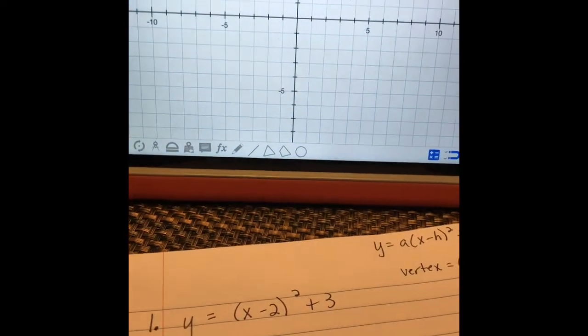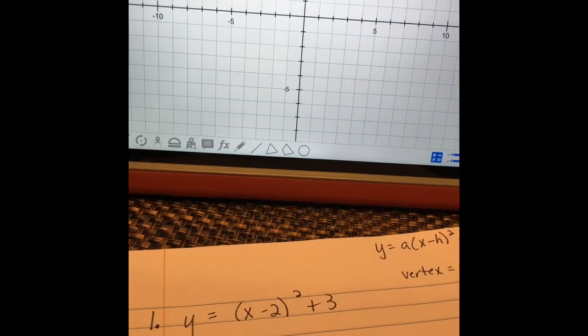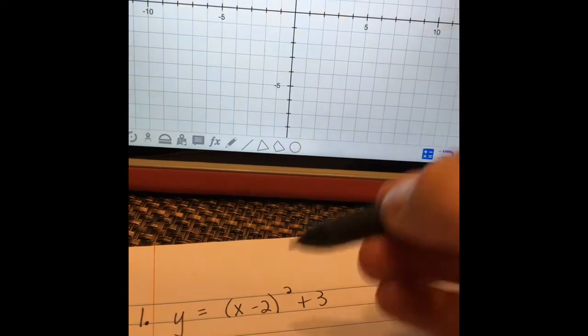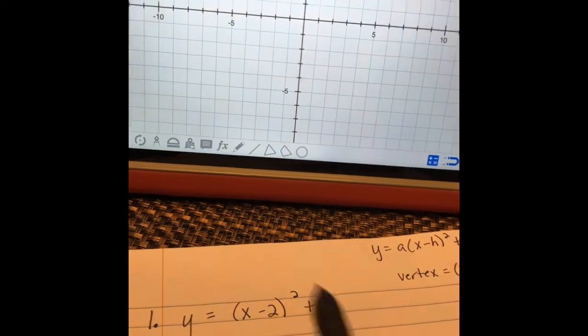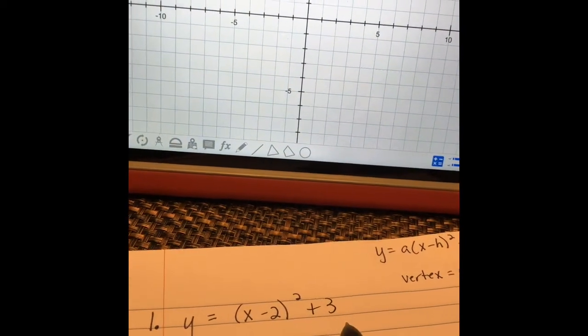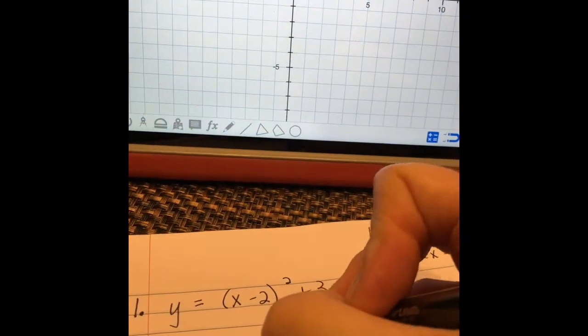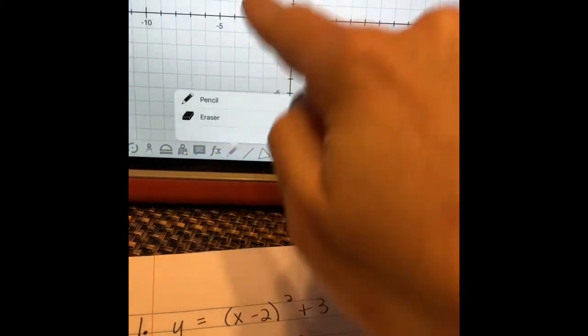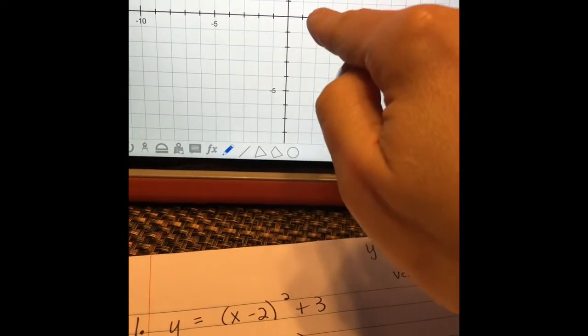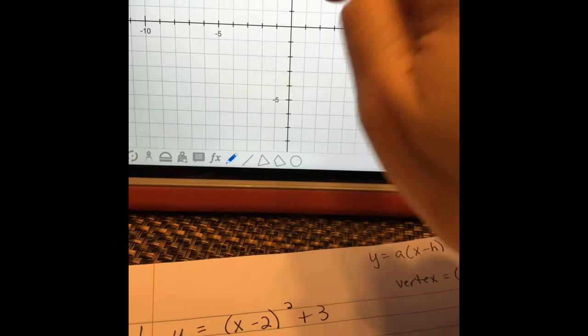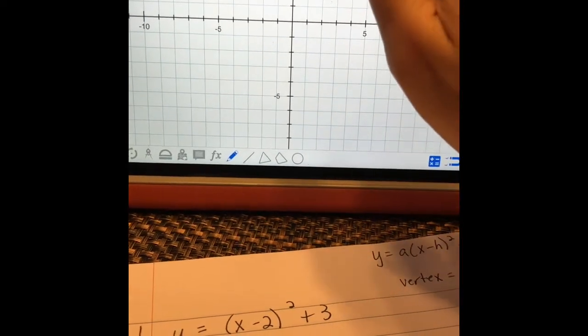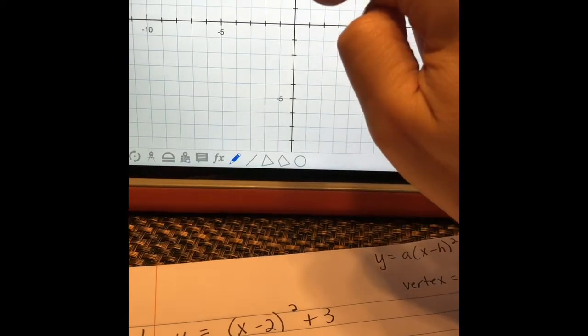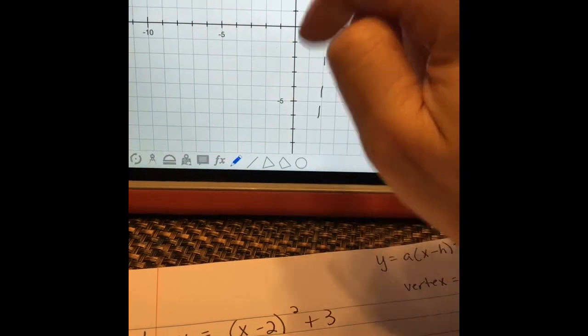So if I look at number one that I wrote here on my paper, first thing I want to do is find the vertex. And so my vertex is going to be positive 2, positive 3. That's going to be my vertex. So if I go to graph this, I'm going to put my vertex on (2, 3). Now, every single parabola is going to have an axis of symmetry that goes right through the vertex.